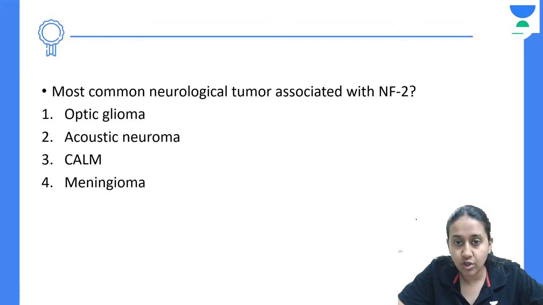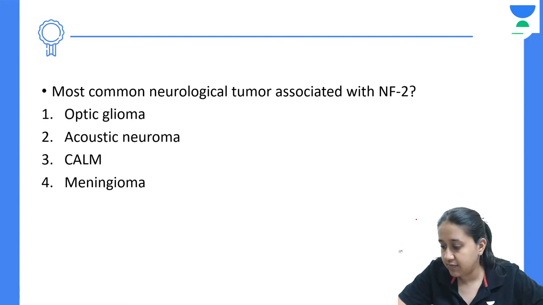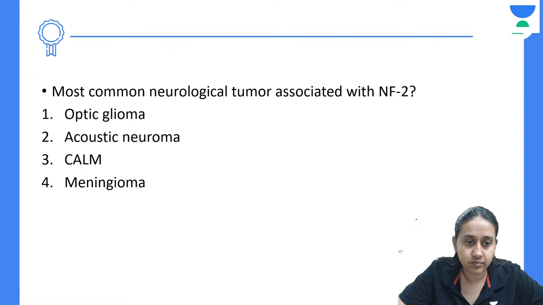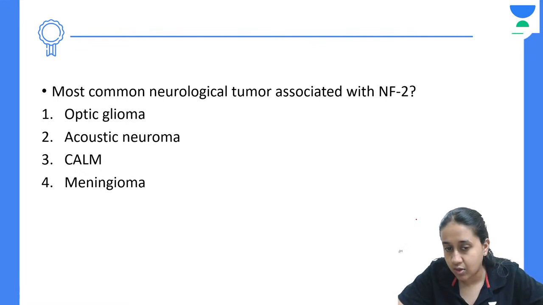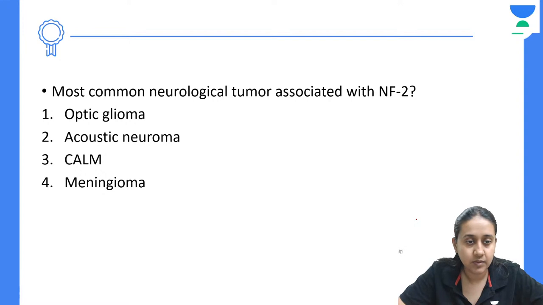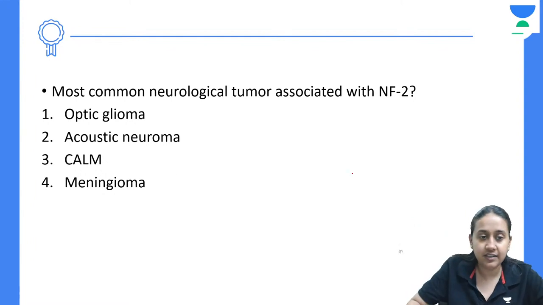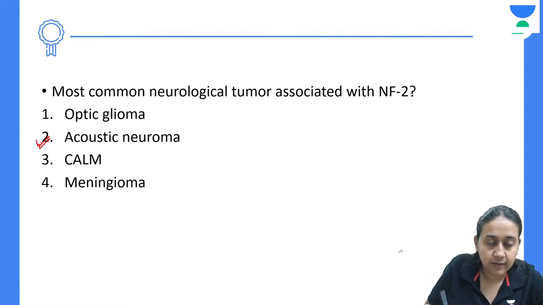The most common neurological tumor associated with neurofibromatosis type 2. Optic glioma, acoustic neuroma, café-au-lait macule or meningioma. The most common neurological tumor associated with NF type 2. Very nice. It is acoustic neuroma.